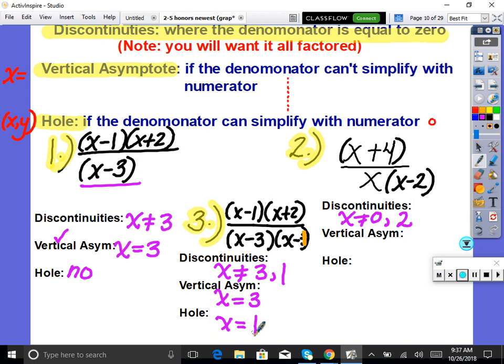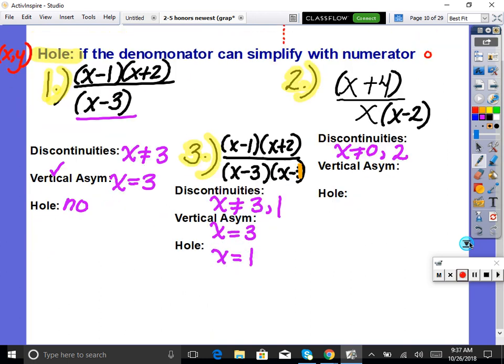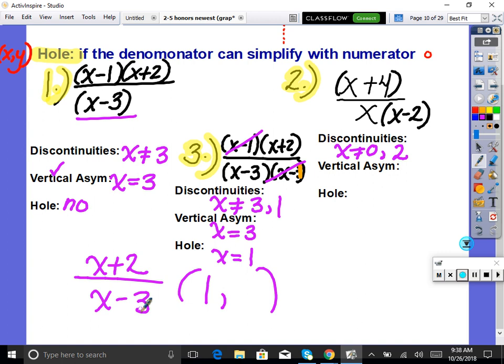Now watch, everyone, you have to write holes as xy points. So watch what happens. Our hole is going to be at 1 comma some y value. We don't know what that y value is. Well, don't we see that these divide out? So we're actually looking at the function x plus 2 over x minus 3. We just have a hole at 1. How do I find a y value if I have an x value in a function? Plug it right in. 1 plus 2 is 3. So on top we have a 3, and on bottom, 1 minus 3 is negative 2. So if we were going to graph the hole, it'd be over 1 and then down 1 and a little bit. Does everybody see? Awesome.